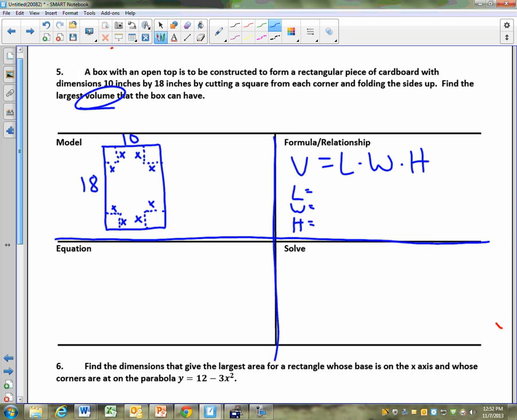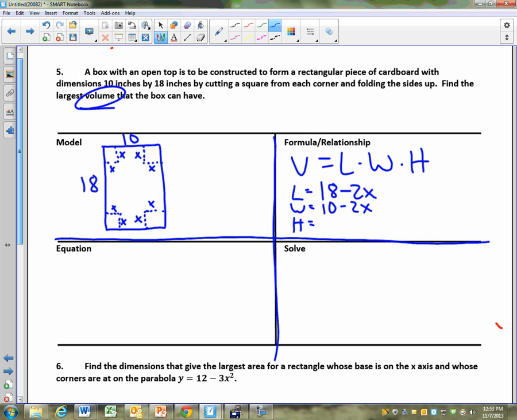Let's start with the length. Everybody agree that this is the longest side of the box? So once I cut off x there and cut off x there, is it going to be longer than 18 or shorter than 18? Shorter. How much shorter? 2x shorter. So what's the expression for my length? 18 minus 2x. You cut off an x from the top and the bottom, so it's going to be shorter by 2x. The width is this part. That's going to be shorter by 2x, so you have 10 minus 2x.